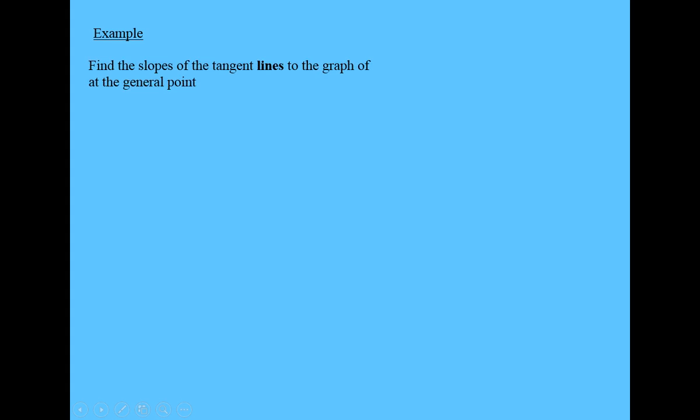Find the slopes of the tangent lines to the graph at the general point a, square root of a. So we're trying to find the slope of any tangent line to the graph of the square root of x. And you see this problem says at the general point a, square root of a. We're not specifying a point. So we should get some expression at the end of this process where we can plug in any value that we want to find the slope of the tangent line.